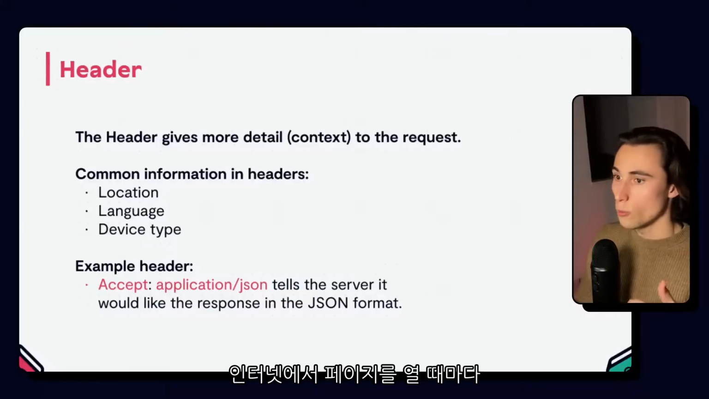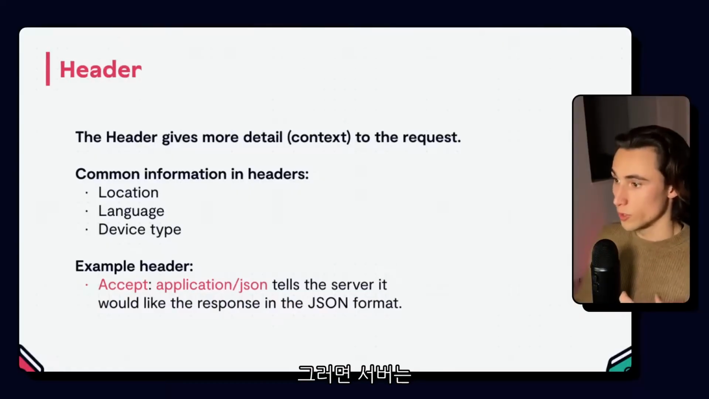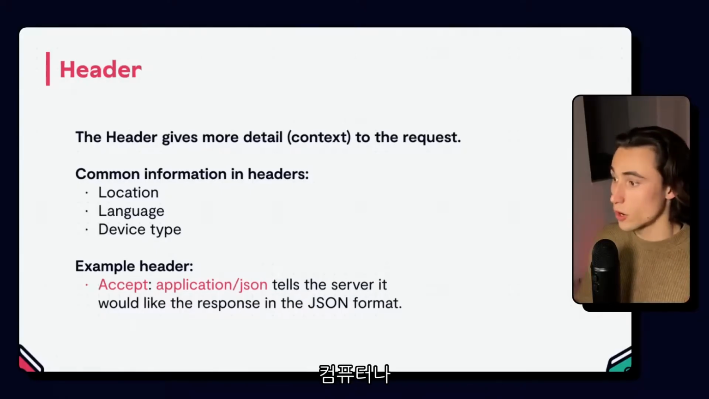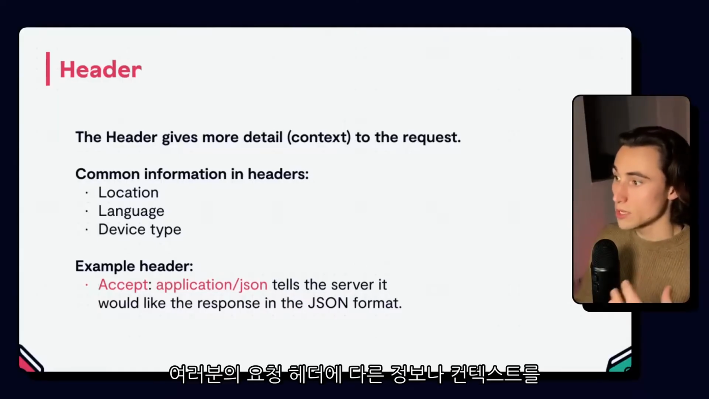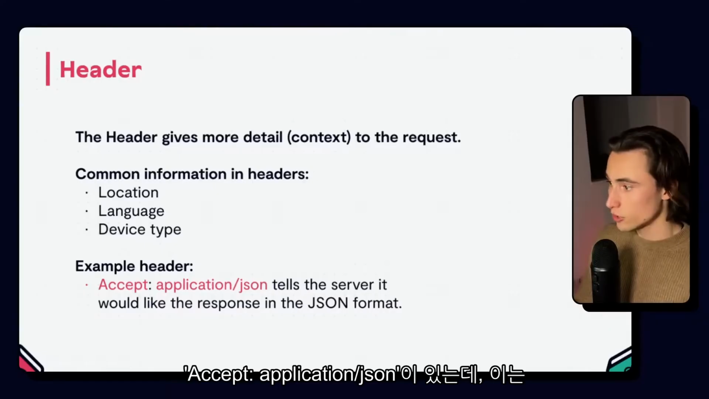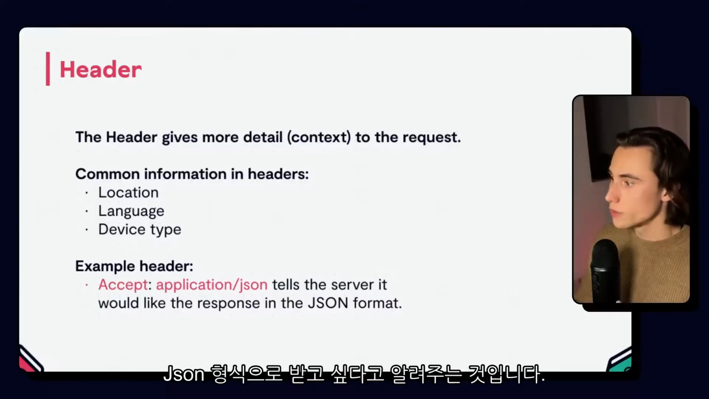Every time you open a page on the internet, you're making an API request to a server, and the server is responding with the web page. So if you are browsing the internet on your computer or on your laptop, you're going to have different information or context in the header of your request. An example of a header would be accept application JSON, which tells the server that it would like the response of the HTTP request in the JSON format.